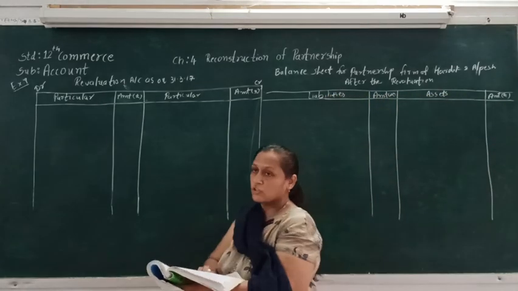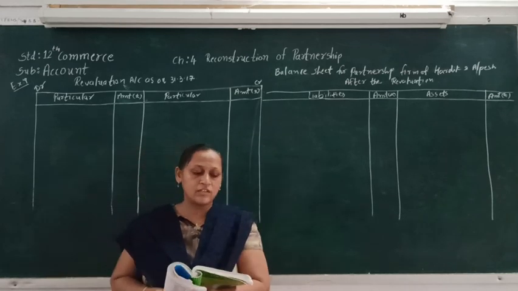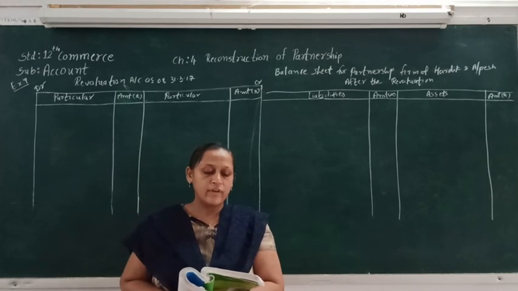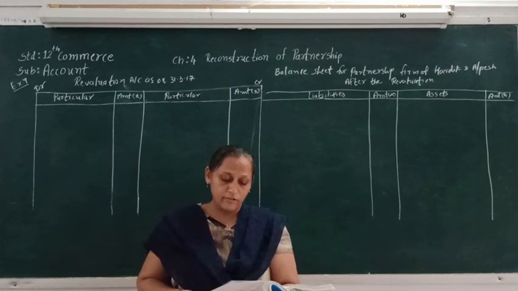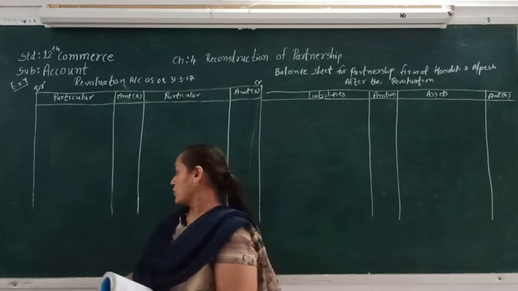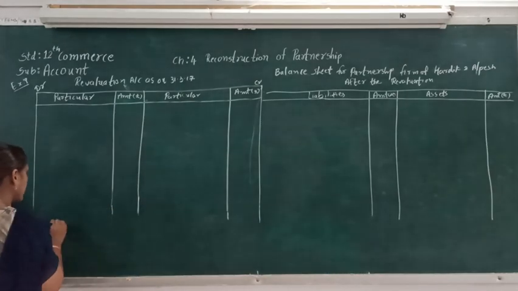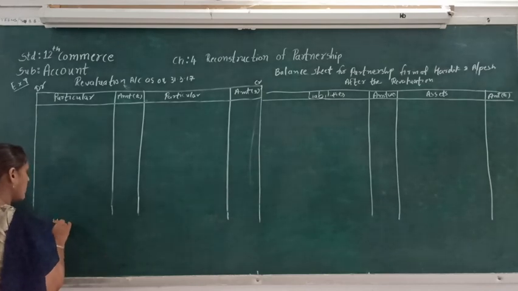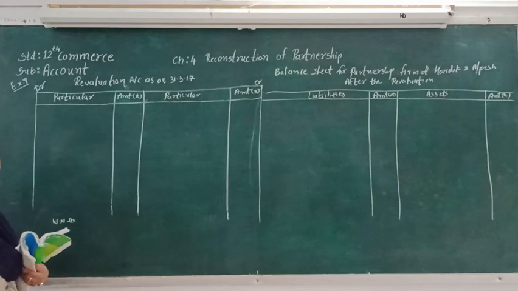Okay, so let's start the sum. In the sum, the very first thing given to us is that land and building value is to be increased by 25%. So the value of land and building is how much? 2 lakh. Here we need to make a working note. Working note number 1 for the land and building.